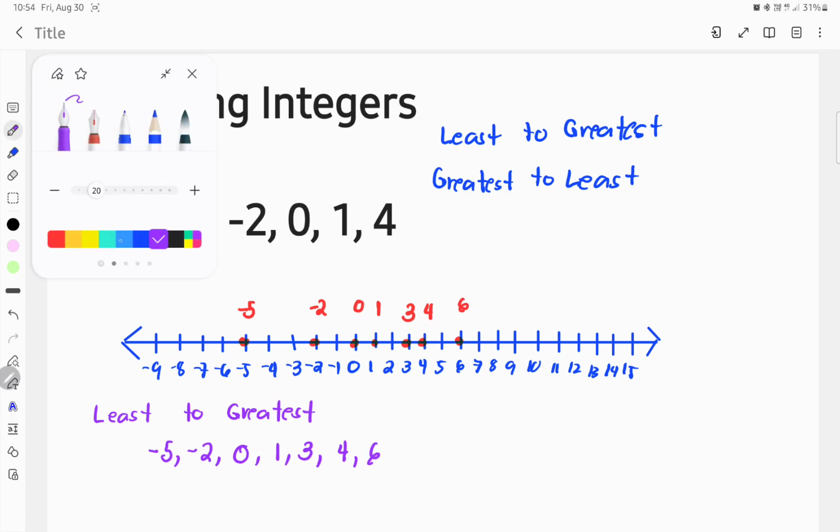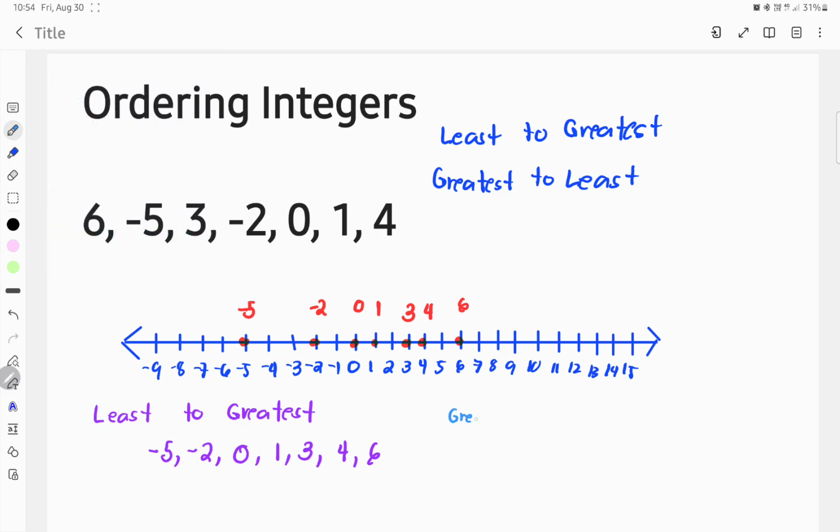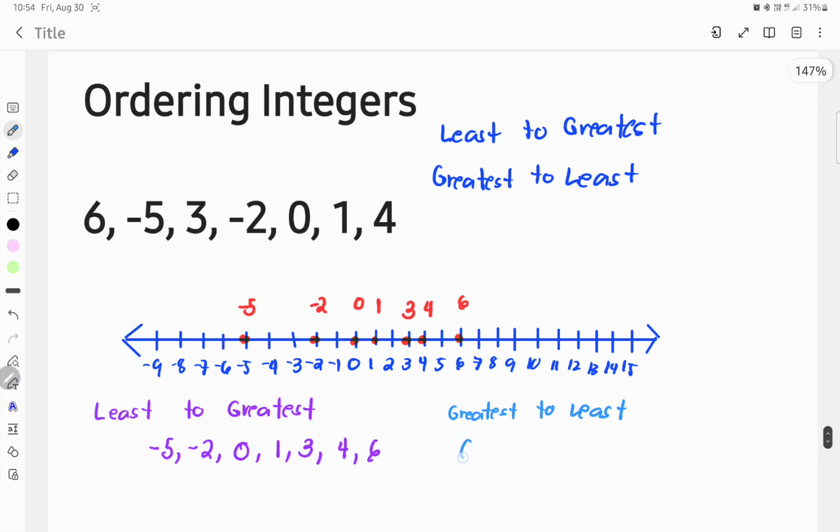Now, on the other hand, we can put greatest to least. We start from the right going to the left, so it's just a reverse. So, we have 6, 4, 3, 1, 0, negative 2, and then negative 5. So, that's how you order your integers.